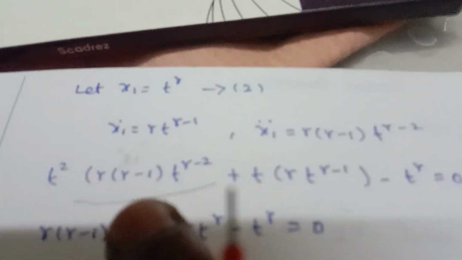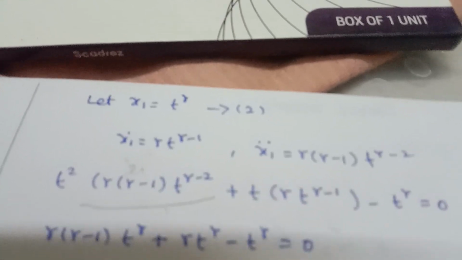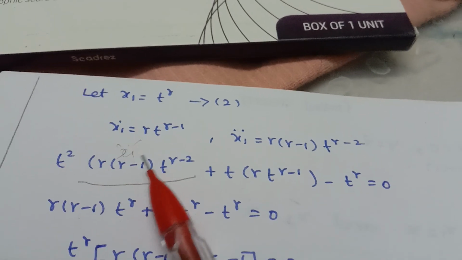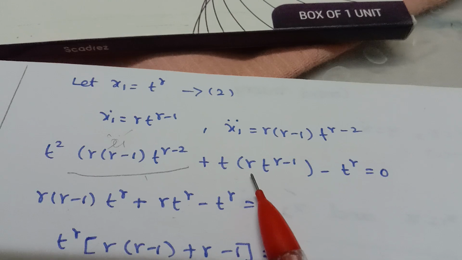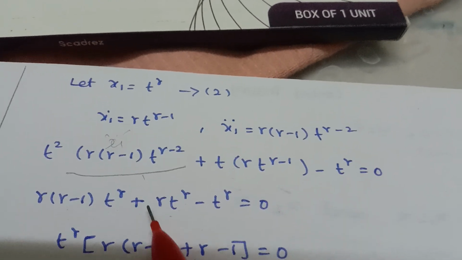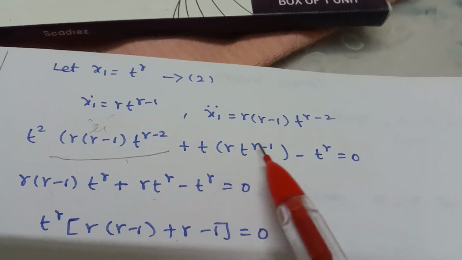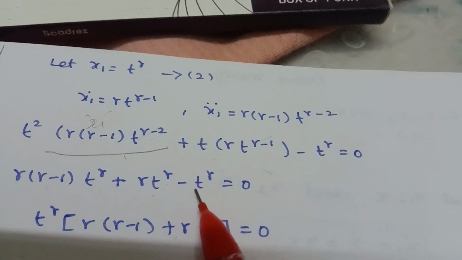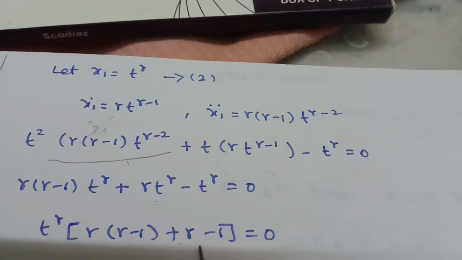So x1 is assumed as t power r, x1 dot is r into t power r minus 1, x1 double dot is r into r minus 1 t power r minus 2. So t square times r into r minus 1 t power r minus 2, plus t into r into t power r minus 1, minus t power r. So we get r into r minus 1 t power r plus r into t power r minus t power r equal to 0. Take t power r as common, we get r into r minus 1 plus r minus 1 equal to 0.